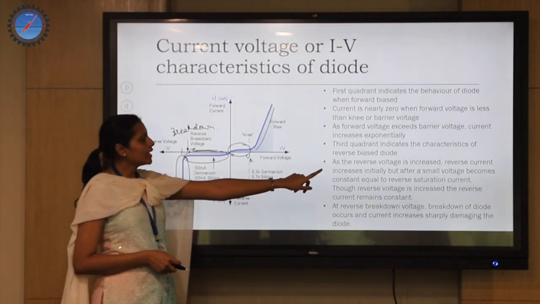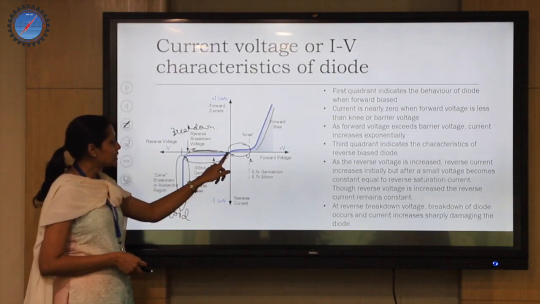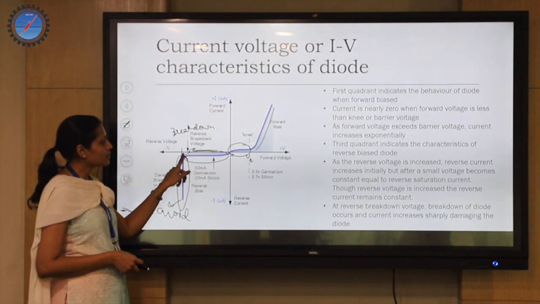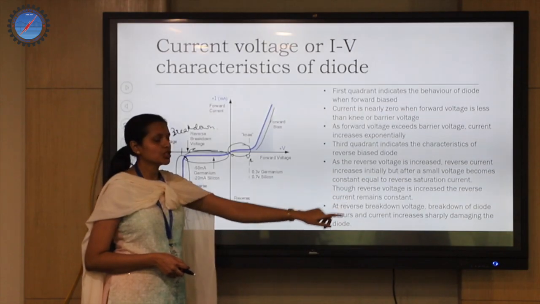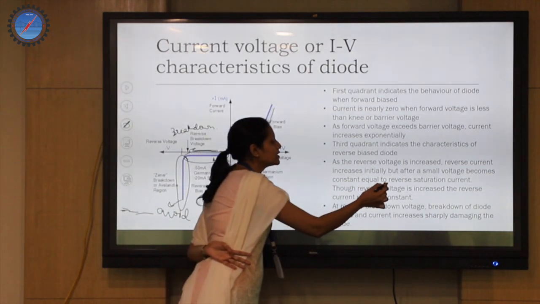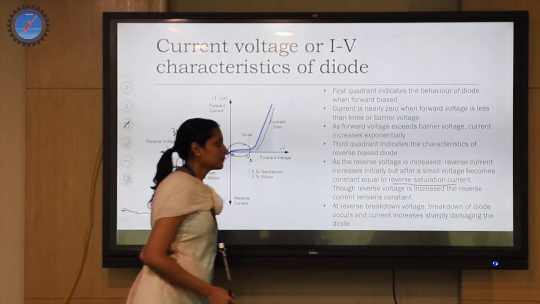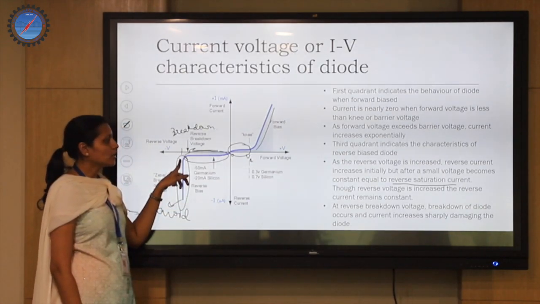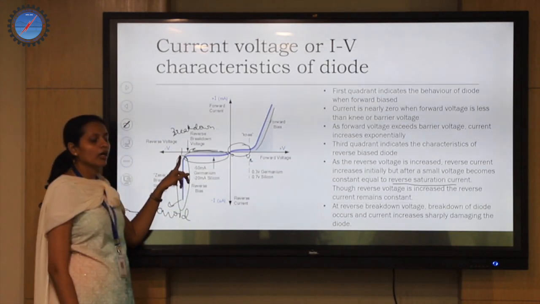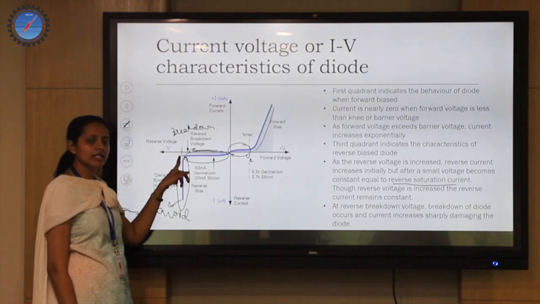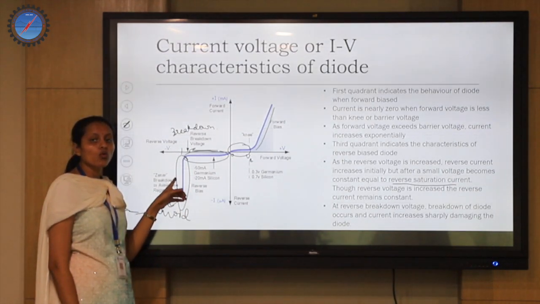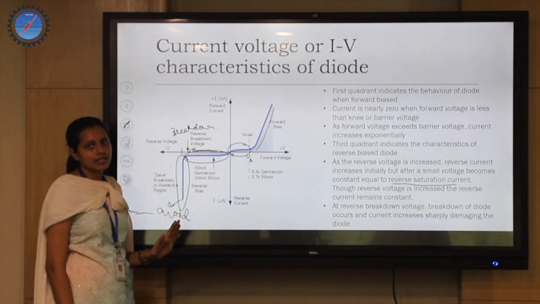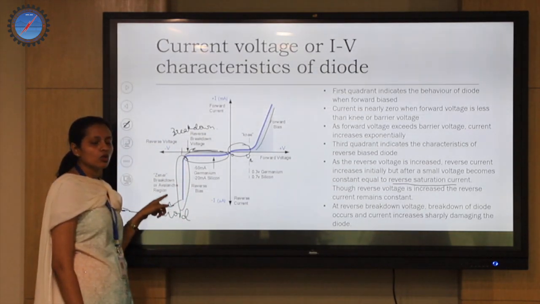As the reverse voltage is increased, the reverse current slightly increases, then it becomes constant. This constant current is called the reverse saturation current. It's been given here, the reverse saturation current. At the breakdown voltage, we have the diode breakdown. Because the current increases rapidly, it results in overheating of the diode and the diode gets damaged. So this region needs to be avoided.